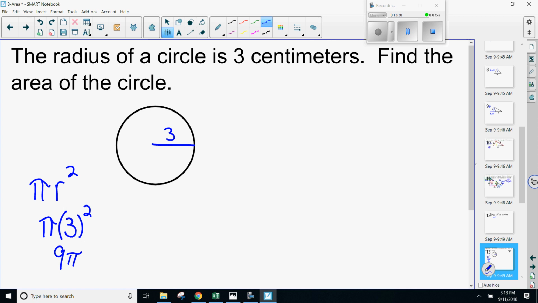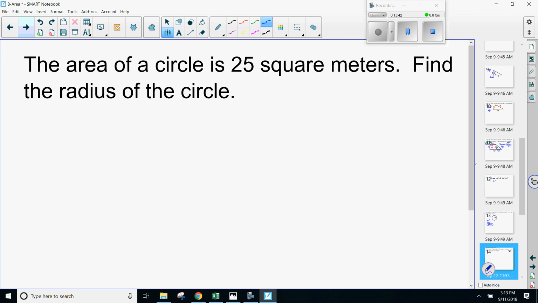Units? Square centimeters. 9 pi square centimeters. All right.